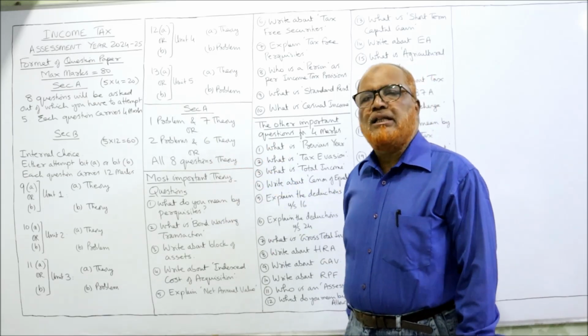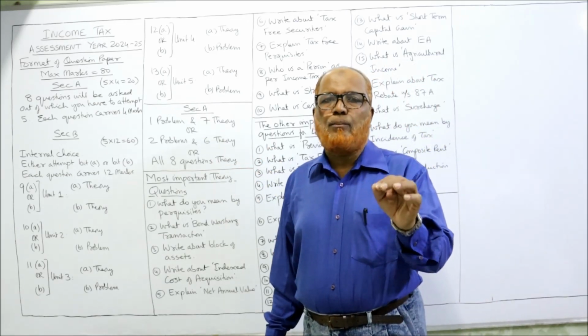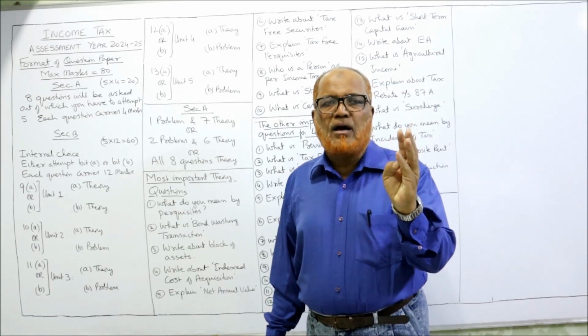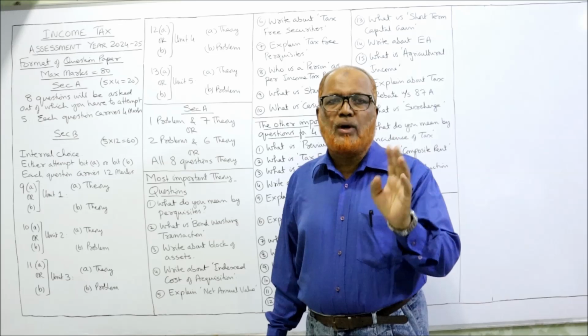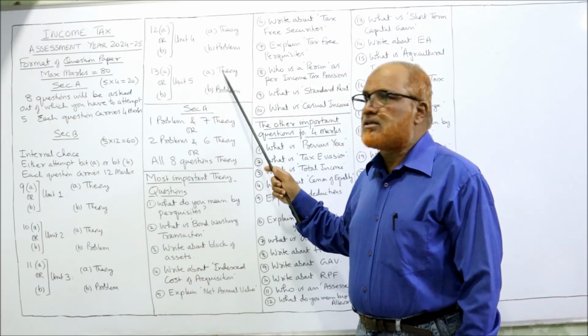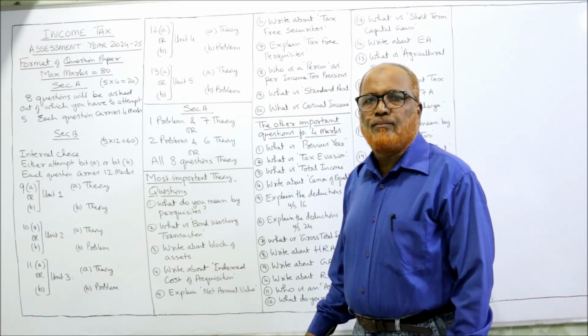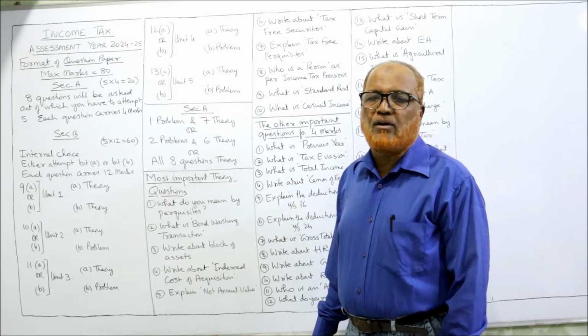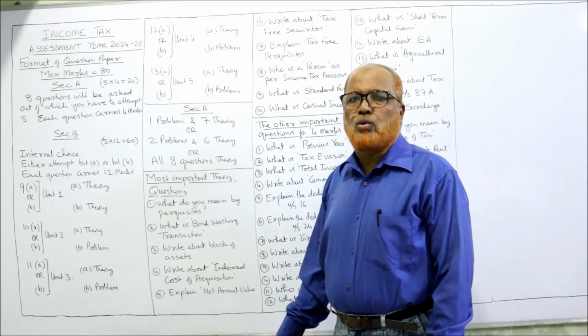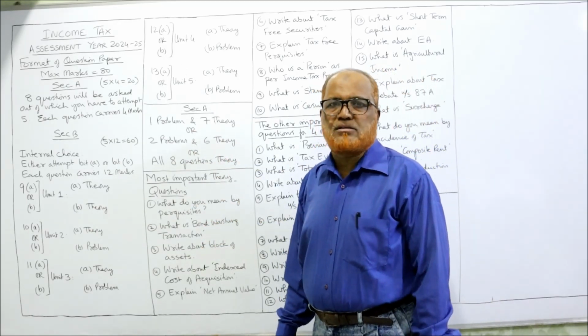Last question, the 13th question, is from unit number 5. In this unit, capital gain and income from other sources. These two heads are included in unit number 5. So one theory question you will get and one problem you will get, either from capital gain or from income from other sources. So this is the complete format of your question paper of 80 marks.